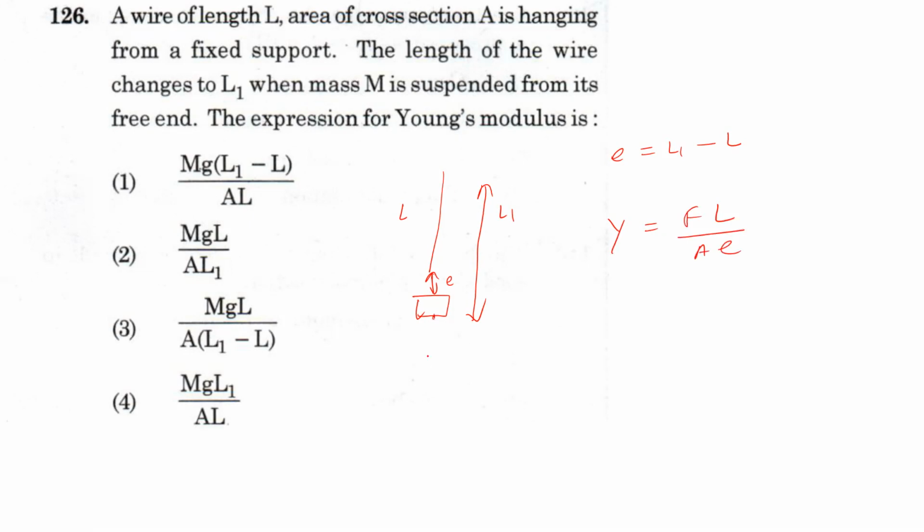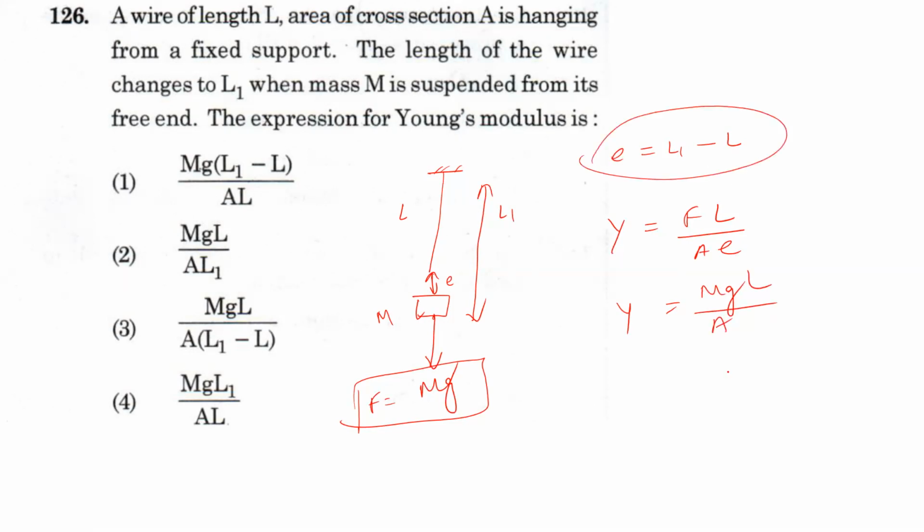Here the force acting is mg, because this block of mass m is connected. That means force is equal to mg. By substituting force as mg, length as L, and A as the area of cross section. The extension E is given as L1 minus L, so elongation is L1 minus L. So the formula for Young's modulus in this case is the third option, mgL divided by A into L1 minus L.